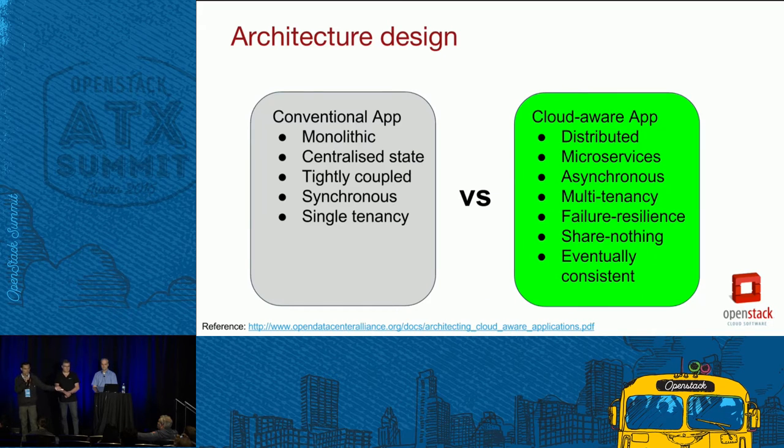And we also talked about the differences in design principles between the conventional app and the cloud-aware app. I also provided a link there, published by the Open Data Center Alliance, about how to architect cloud-aware applications. These are some of the key design principles: conventional applications tend to be monolithic with centralized state, but the cloud-aware app is more distributed and uses microservices. And one of the key things is being eventually consistent. This is a very new concept when compared to conventional applications.